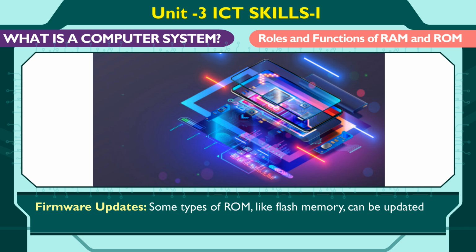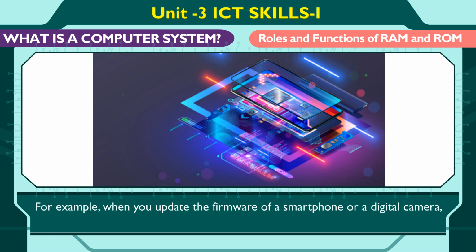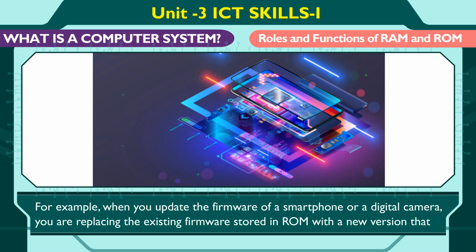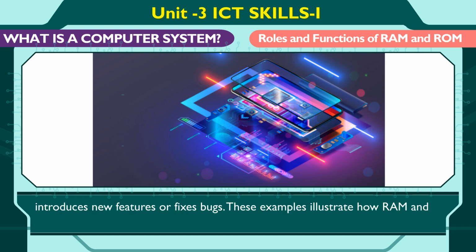Firmware updates. Some types of ROM, like flash memory, can be updated with new firmware. For example, when you update the firmware of a smartphone or a digital camera, you are replacing the existing firmware stored in ROM with a new version that introduces new features or fixes bugs.